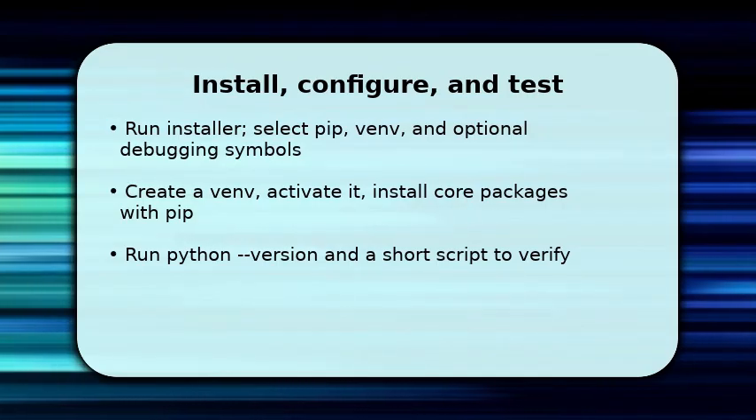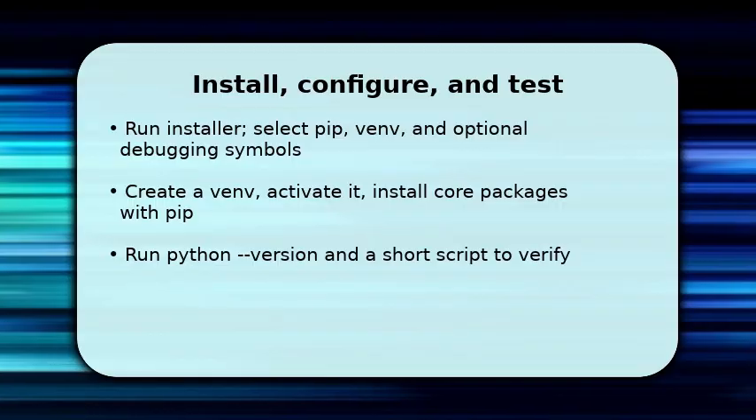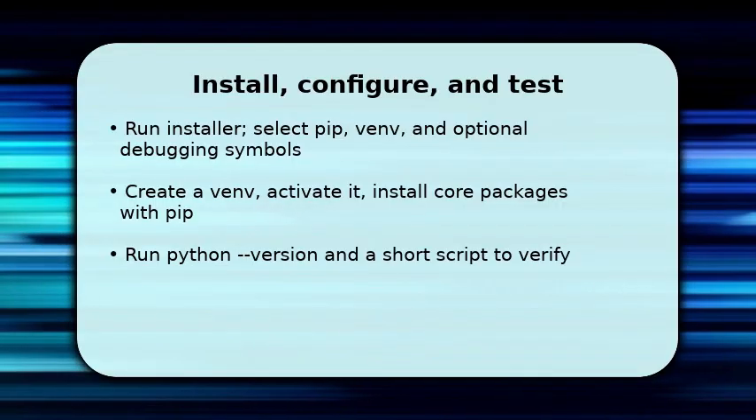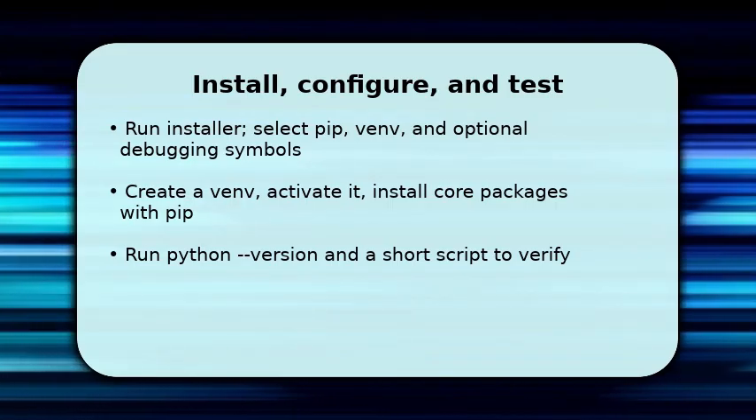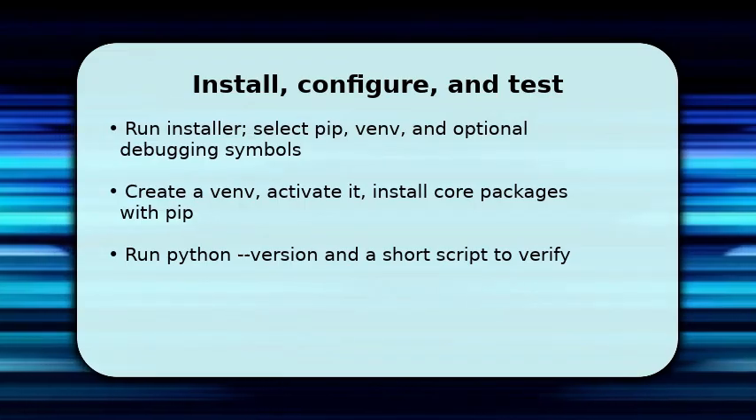Once the installer finishes, create a venv with python -m venv. Activate it, and pip install wheel, setuptools, and your key packages. This establishes reproducible environments. Finally, run python --version and execute a quick script that imports a package and prints a value to confirm everything works.